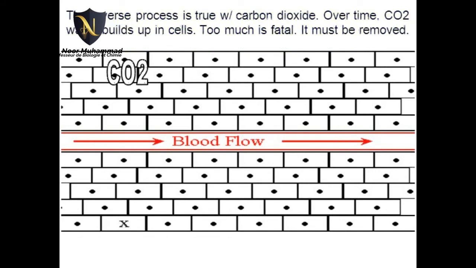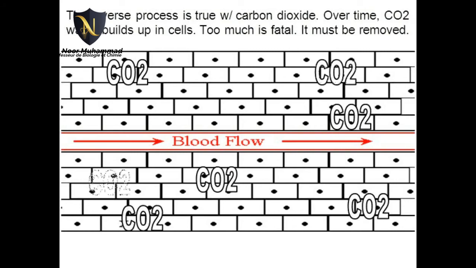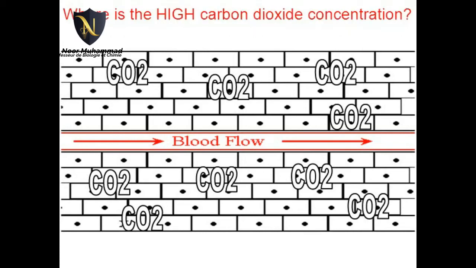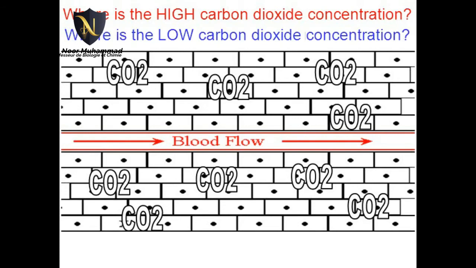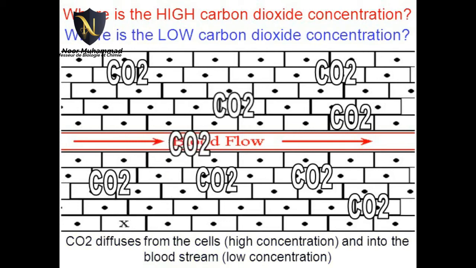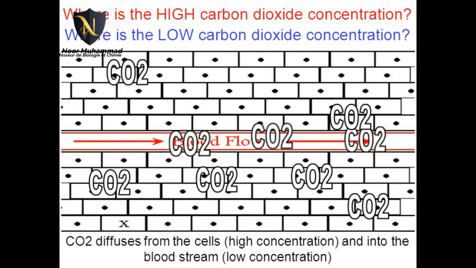Well, this reverse process is true with carbon dioxide. Over time, your cells create carbon dioxide as a waste gas. It builds up in cells, and too much is fatal. It needs to be removed. So as our cells work to remove carbon dioxide, ask yourself, where is the high carbon dioxide concentration? And where is the low carbon dioxide concentration? I hope you see the high carbon dioxide concentration is in the cells. The low carbon dioxide concentration is in the blood. So carbon dioxide is simply going to diffuse from the cells into the blood.